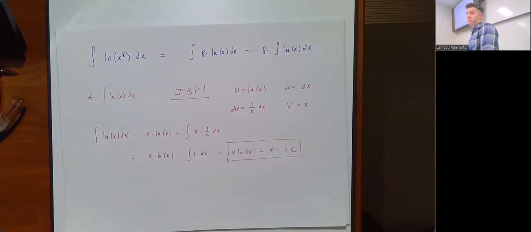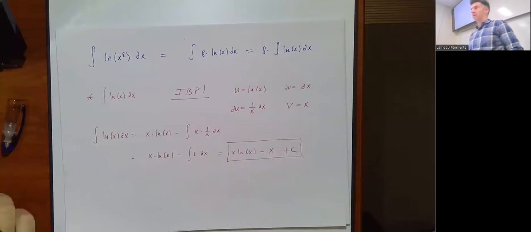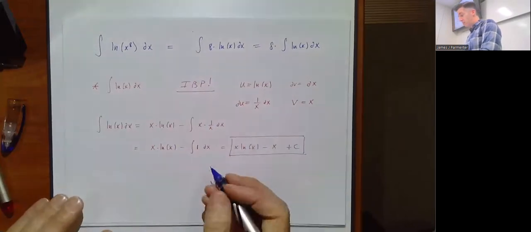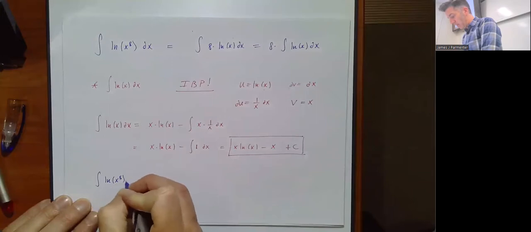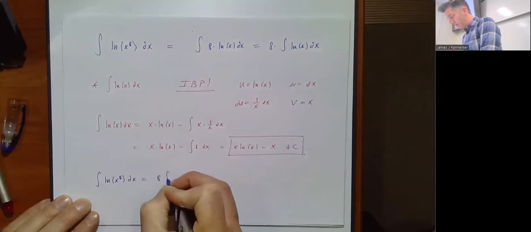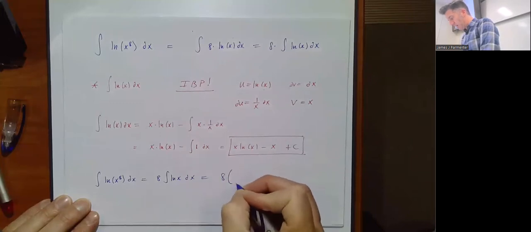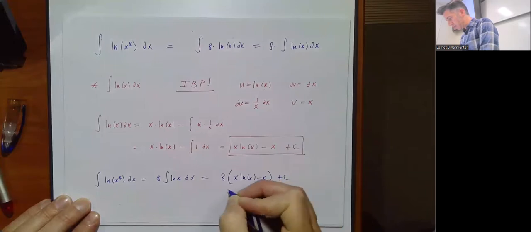It's cool. So now you know the antiderivative of the natural log of x. It probably isn't something you need to memorize, but it certainly has helped me having memorized it in the past, just being able to spit it out instead of having to go through this process every time. So back to the question that we were actually doing, the integral of the natural log of x to the 8th is 8 times the integral of the natural log of x, which is going to be 8 times x natural log of x minus x plus c.